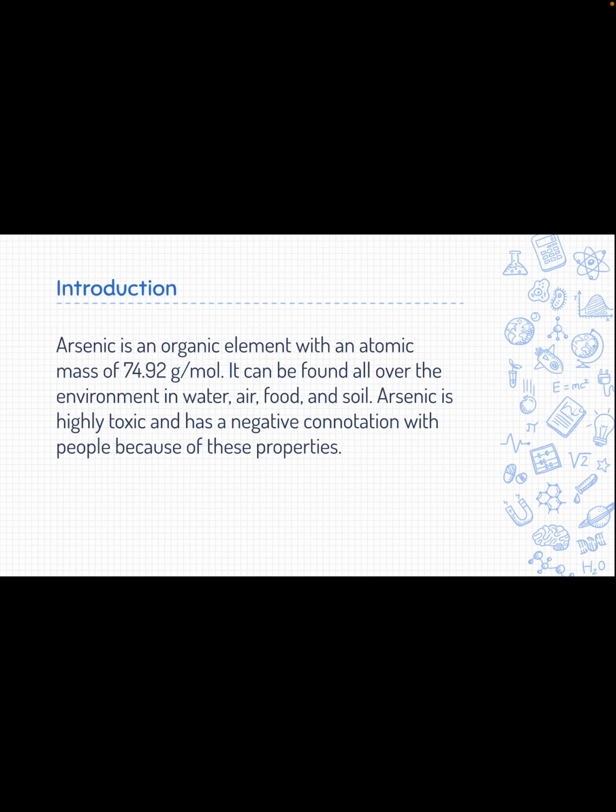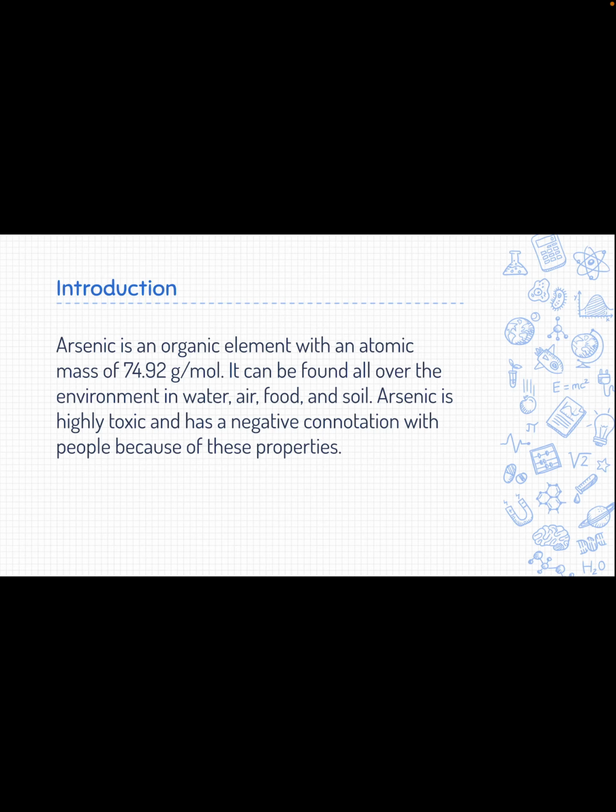Arsenic is just an element from the periodic table. So it's an organic element with an atomic mass of 74.92 grams per mole, and it can be found pretty much everywhere on Earth. So it can be found in the environment, in water, air, food, and soil. In this presentation, I'm mostly going to be talking about arsenic in water, specifically drinking water.